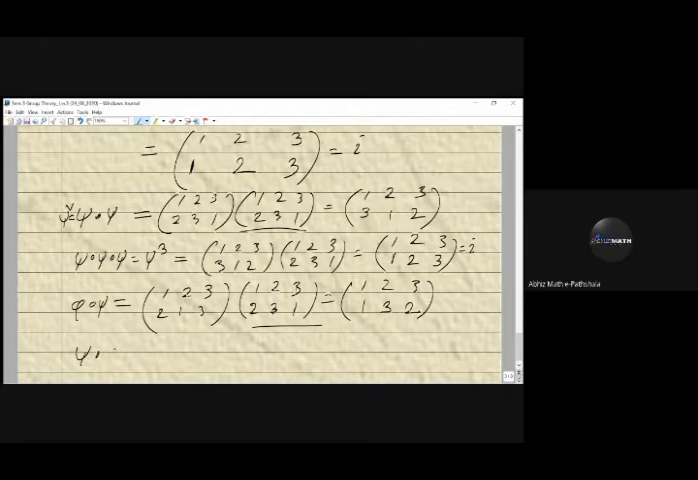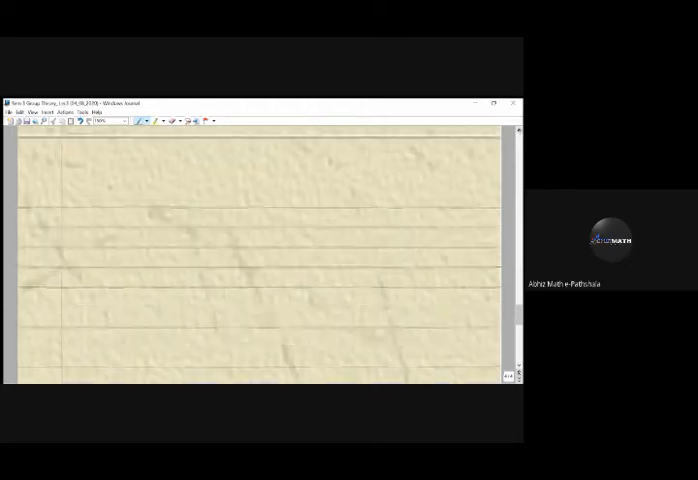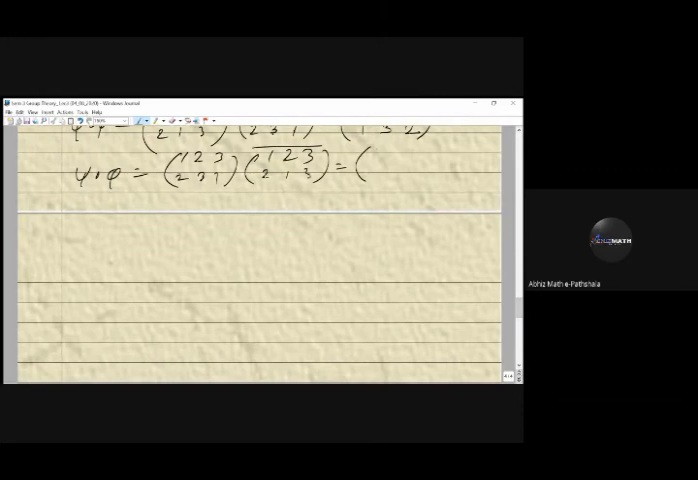And then psi compose phi, that is 1 2 3 2 3 1, and it is 1 2 3 2 1 3. So write down the inputs 1, 2, 3 and start from this side. So 1 goes to 2, 2 goes to 3, 2 goes to 1, 1 goes to 2, 3 goes to 3, 3 goes to 1. Yes. Okay, fine.